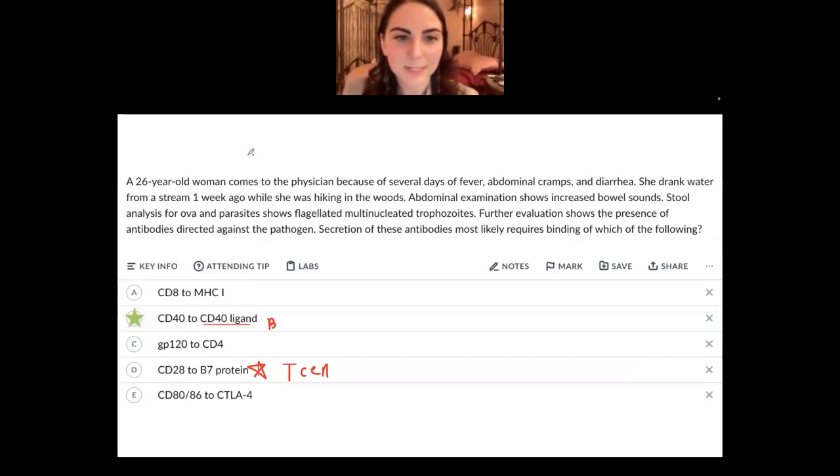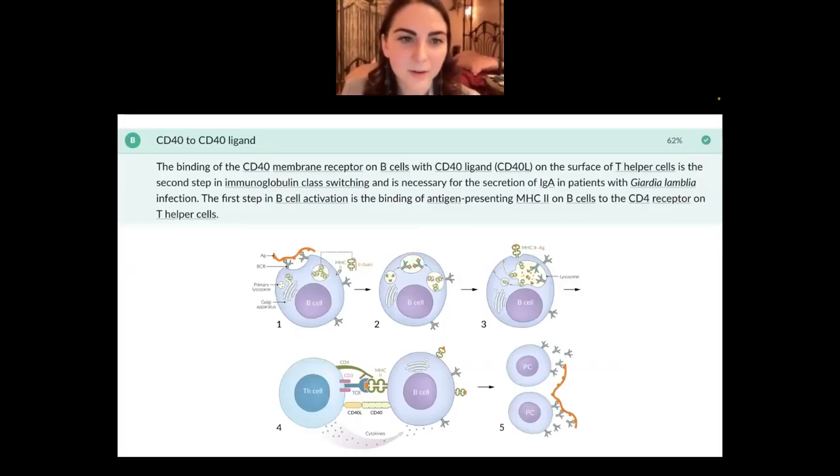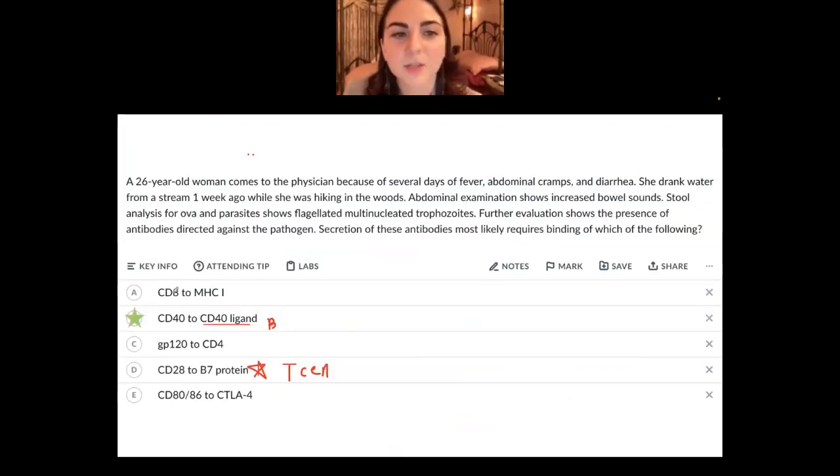Cool. Here's another picture, which is kind of cool. This is showing your B cell activation, T-dependent B cell activation. That's what it also says here. If this was CD4 to MHC class 2, that could also have been a correct answer, because that's your signal 1. This is signal 2, but both are required to get class switching to IgA, which is really what you needed here against Giardia.